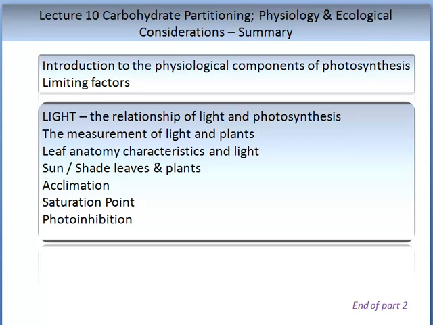The leaf anatomical characteristics and how they play and use light have also been examined, both here and in the DIY practicals. We have learnt that there are different types of leaves with respect to how they handle light, that is, sun and shade. That there is a process called acclimation, which enables plants to adjust to light. There is a concept called saturation point, which we have also covered in this topic, as well as the important component of photoinhibition. This can reduce productivity for plants if too much photoinhibition occurs. This is the end of part 2 of this lecture on carbohydrate partitioning, physiology and ecological considerations.